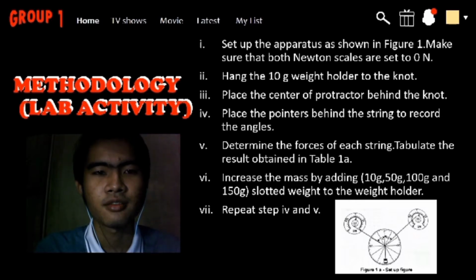Fifth, determine the force of each string. Tabulate the result obtained in table 1. Sixth, increase the mass by adding 10 gram, 50 gram, 100 gram and 150 gram slotted weights to the weight holder. And seventh, repeat steps 4 and 5.